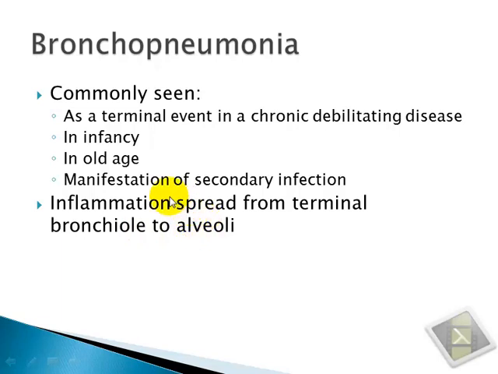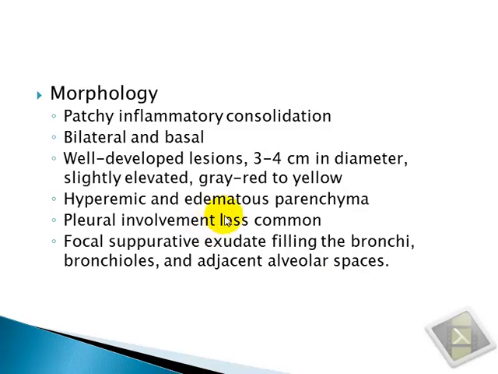This will not involve the whole lobe. This is going to have a patchy distribution, and that patchy distribution is because it spreads from the terminal bronchiole to the alveoli. So this is going to be patchy as compared to the lobar pneumonia, which is going to be a diffuse pattern. So you have patchy inflammatory consolidation. They are mainly bilateral because both of the lungs may be involved, mainly basal.